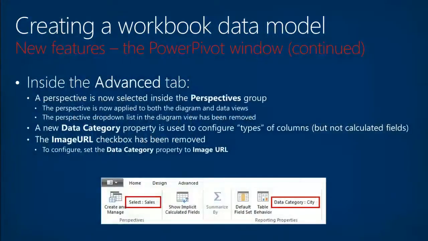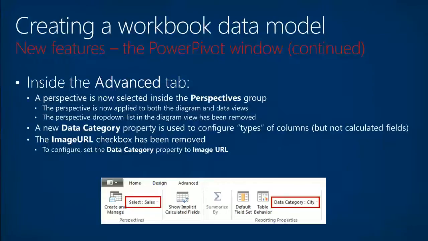Inside the Advanced tab, you have the ability to create and manage perspectives. That's not new, but what is new is the ability to select a perspective and thereby filter down what you see in the Power Pivot window. What is different in this release is that in the previous release, when perspectives were introduced, it was only in diagram view that would limit according to what your perspective shows.